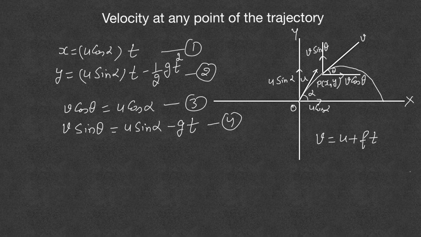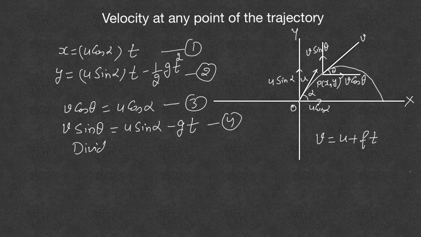Now we have to find the velocity at any point of the trajectory. When we talk about the velocity, we need to determine two things. Velocity is a vector quantity, so we need to determine its direction, that is theta, and we need to determine its magnitude. To determine theta, we are going to divide 4 by 3.